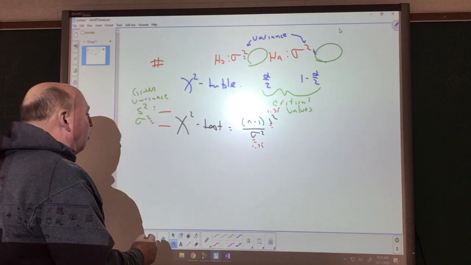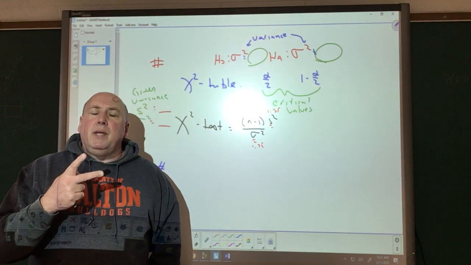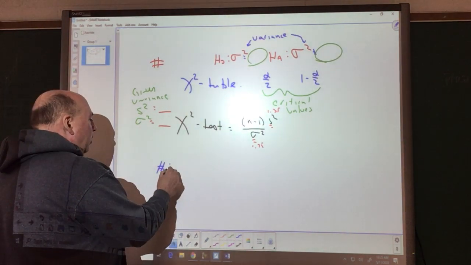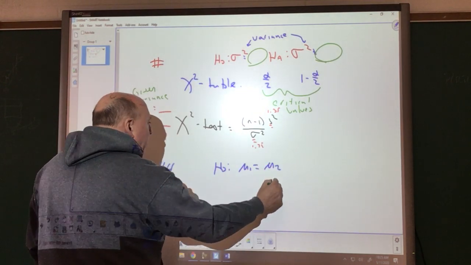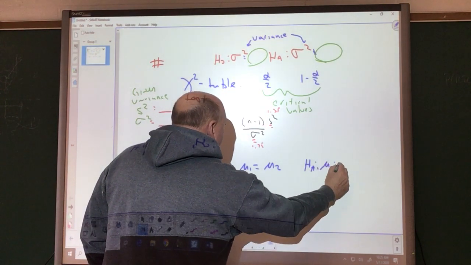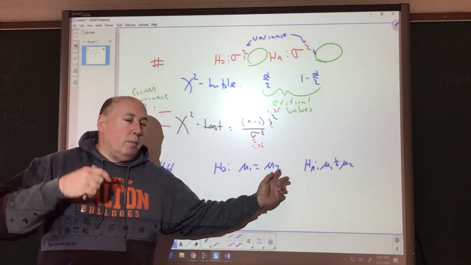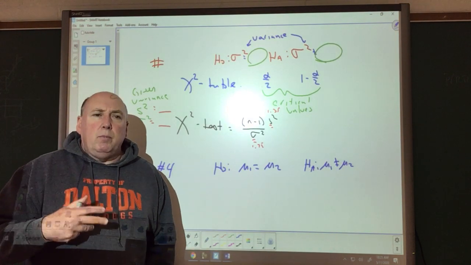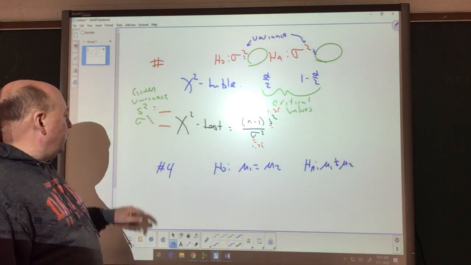In problem number 4, you're now comparing 2 different means. You're comparing 2 different means. So your null and your alternate will be 2 means that are being compared. So you have to deal with the 2 means, and then you have to do a little additional work in regards to your test value.